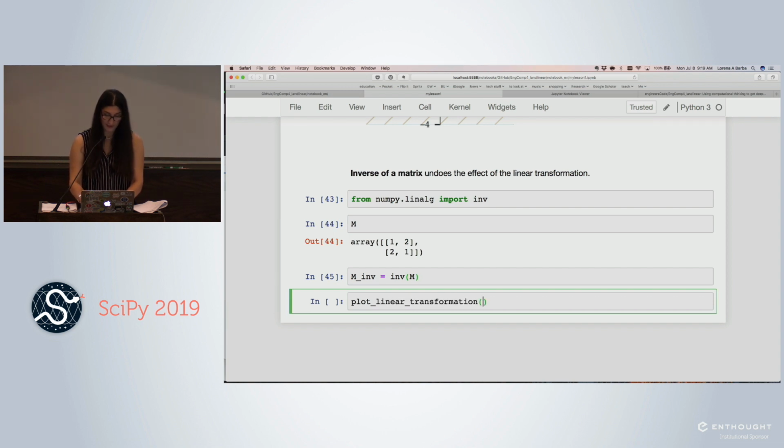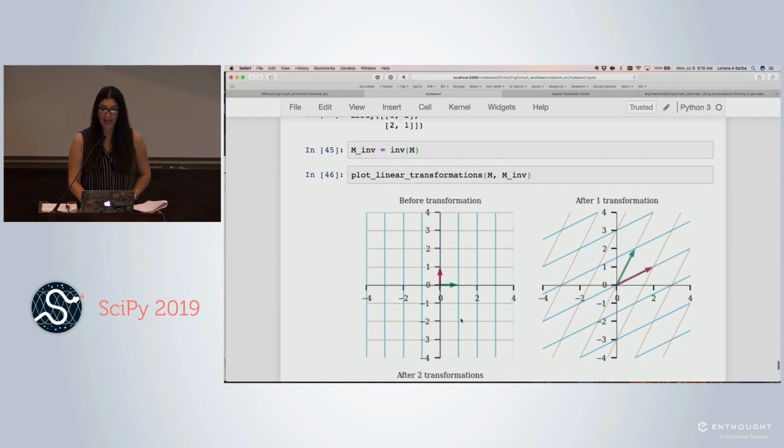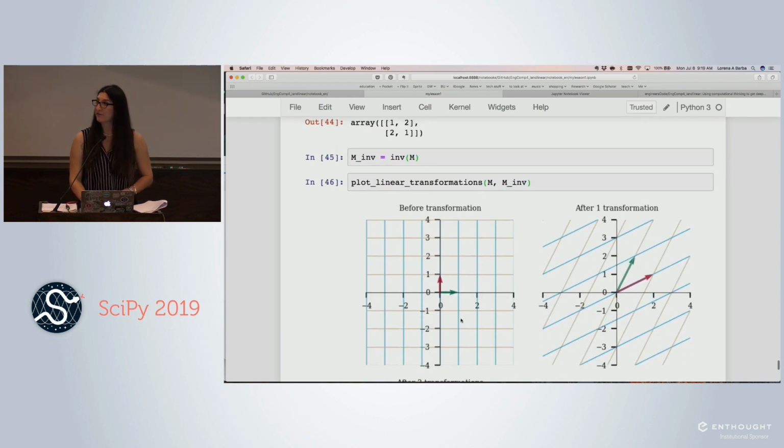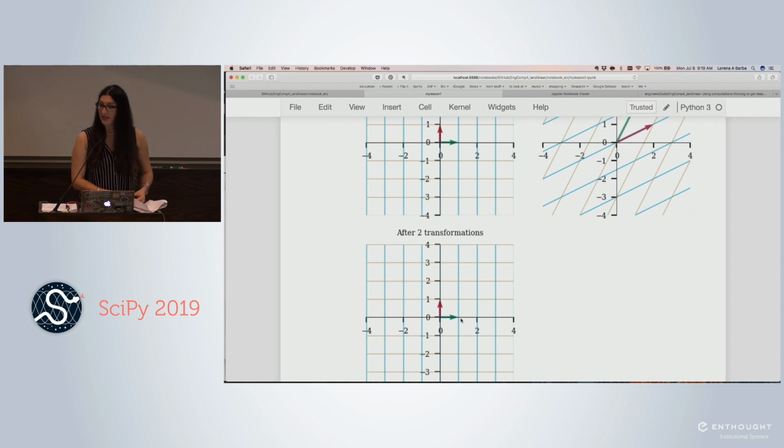These are two transformations, so I think I misspoke before. It's not the same function. It's a different function that receives two transformations and plots the sequence. So I'm going to plot the sequence of transformations M and M inverse. So M, that's the effect of M. We've seen it before. And then we apply M inverse, and where do we land? Right where we started. That's the effect of the inverse transformation.